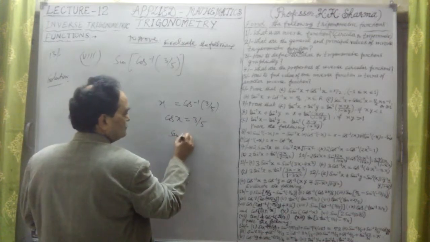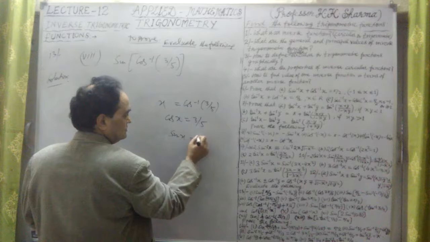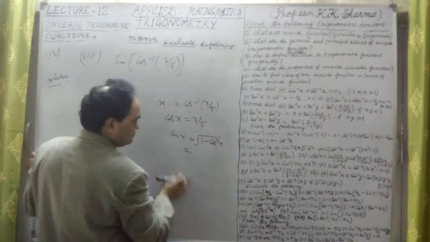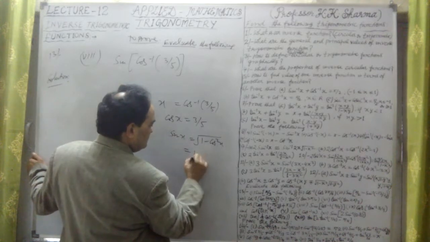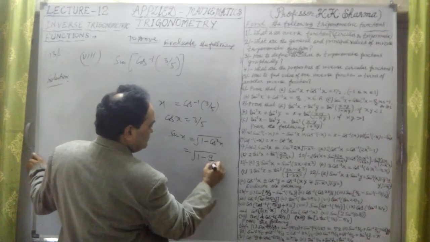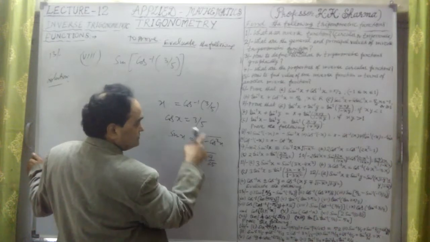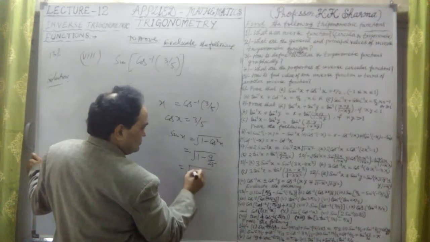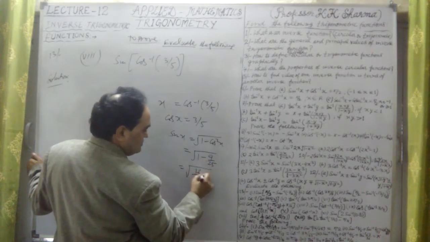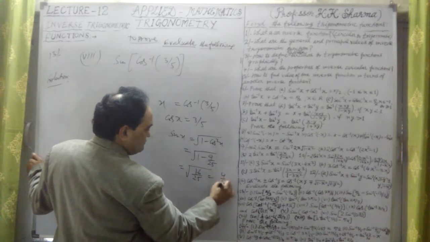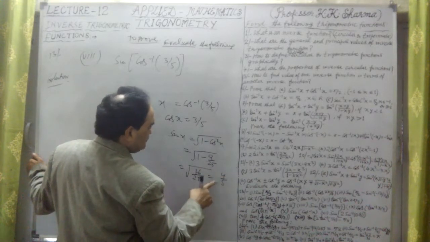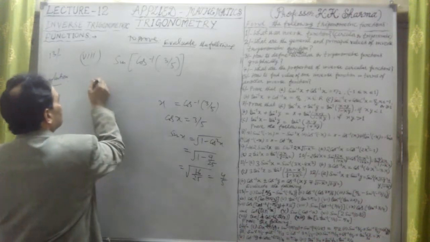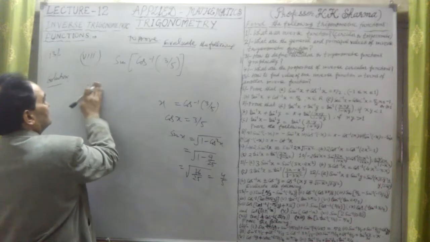If I convert this into sin x, sin x equals under root 1 minus cos square x. Value of cos x is 3 by 5. It will give us 1 minus 9 by 25, since cos square x is 9 by 25. It will give us 25 minus 9 is 16 upon 25. That means 4 by 5. Only the positive value we have taken. It is 4 by 5. Value of sin x.